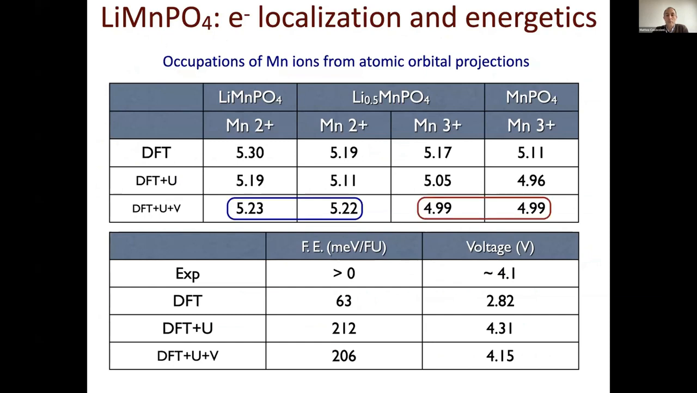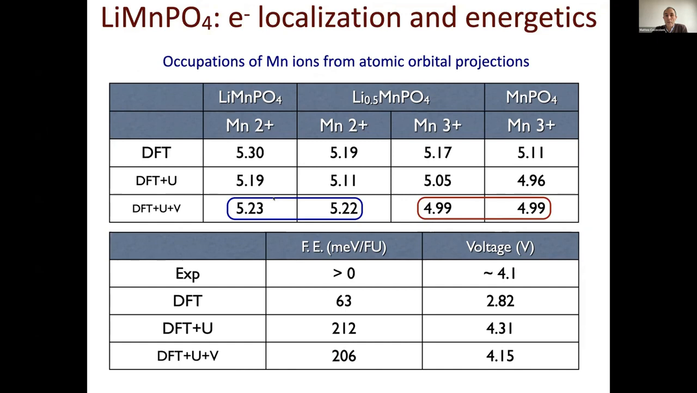Does it work? Well, pleasantly, the answer is yes. And we see that at intermediate lithium concentration, we again achieve a mixed valence ground state with 2+ having basically the same occupation number as the 2+ in the fully lithiated material, and the same thing for the 3+. And the voltage also improves. You see here a much closer representation of the experimental value that you can get also within this approach.